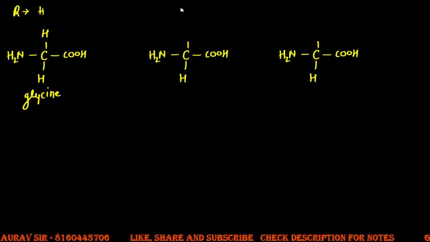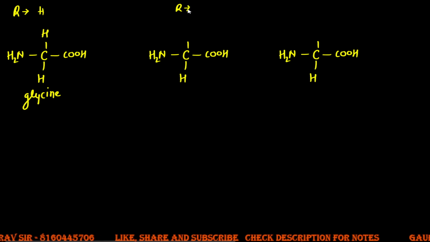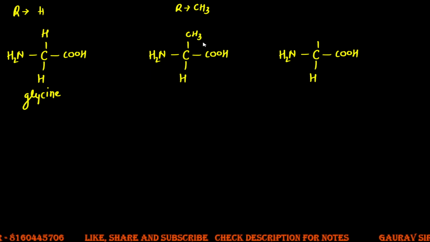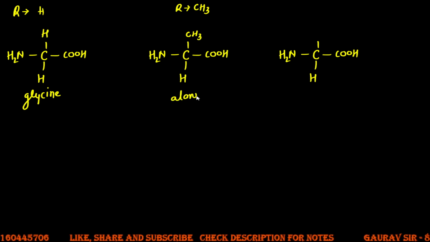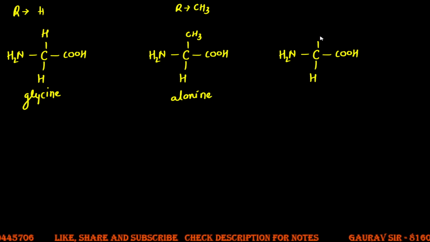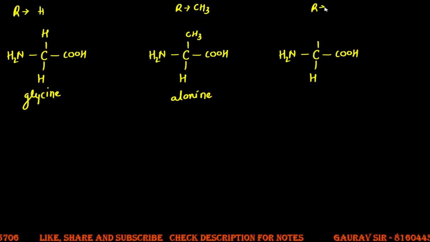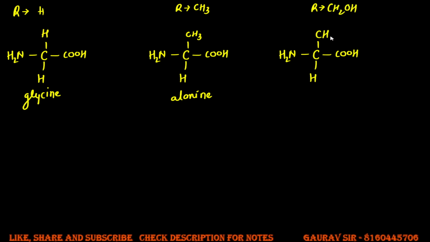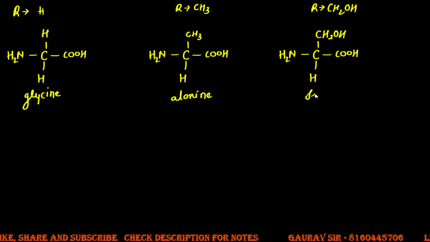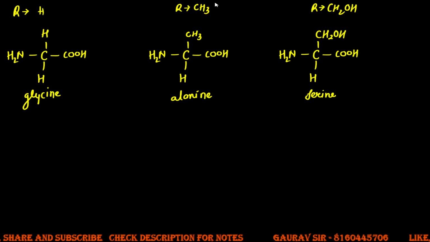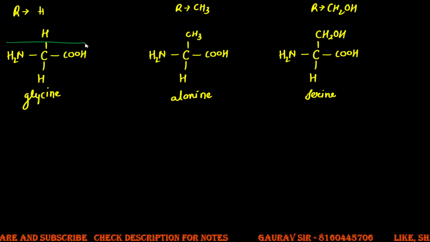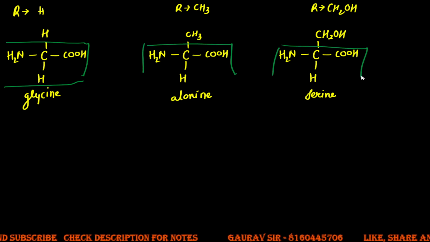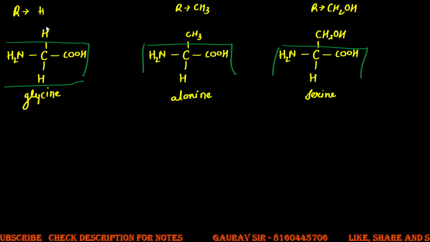Okay, if the alkyl group contains methyl, if this is methyl here, the amino acid will be called alanine. Okay, similarly, if the R is replaced by hydroxymethyl group, CH2OH, you get the amino acid serine. Okay, if you observe each of these three amino acids, you'll find this remains common. The only variable part is this R.